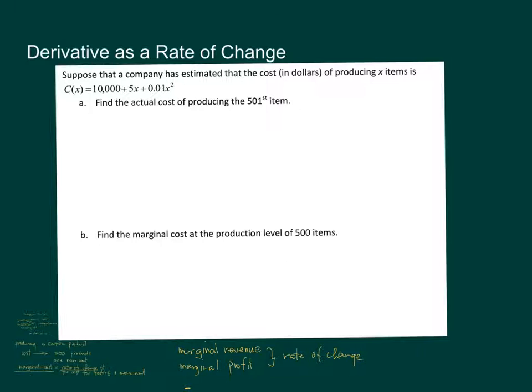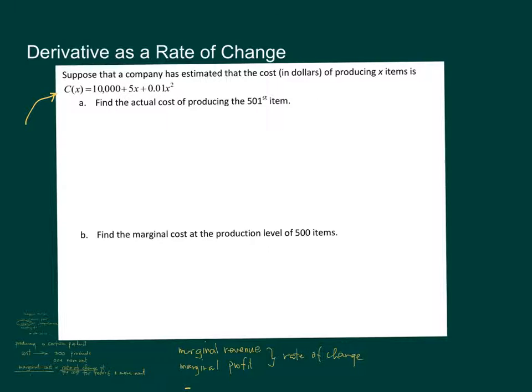So let's say you have the following scenario. A company has estimated that the cost of producing x items is given by the function C(x) = 10,000 + 5x + 0.01x². We want to find the actual cost of producing the 501st item, and later on we also want to find the marginal cost at the production level of 500 items.